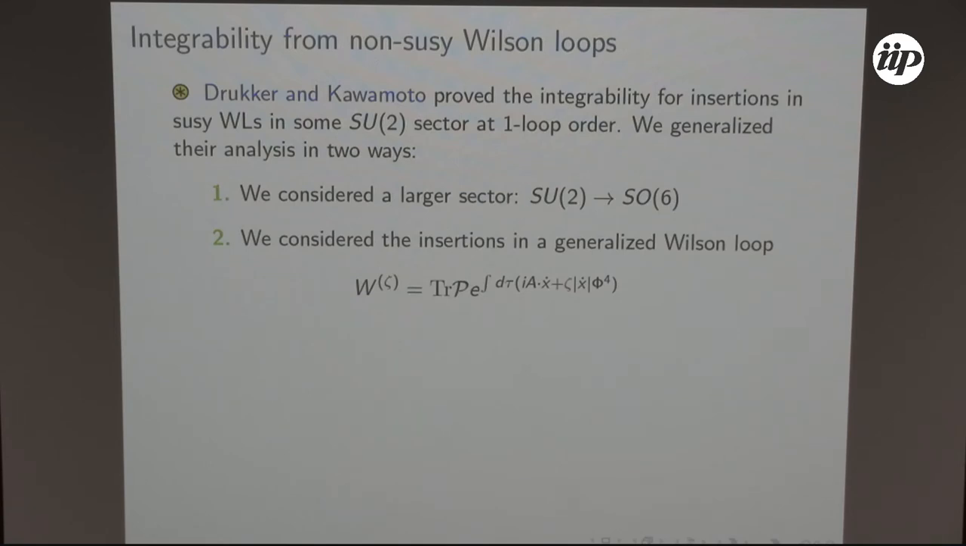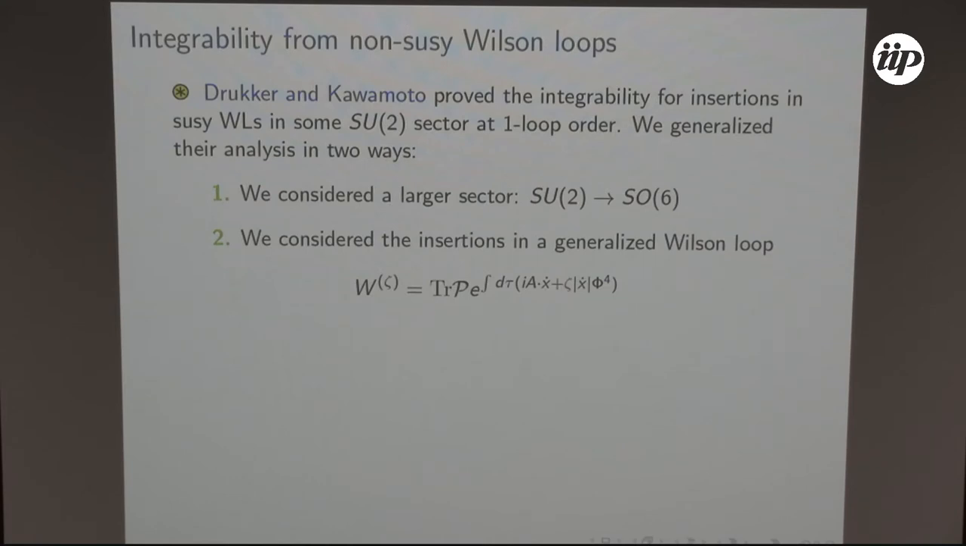So we generalized their analysis in two ways. First, we considered a larger sector. We moved from SU(2) to SO(6), meaning that instead of considering only two chiral fields, we consider all possible scalar fields you have in N=4 super Yang-Mills, the three chiral and three anti-chiral, which turns out to be a closed sector at one loop order.